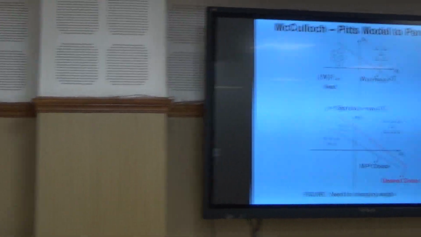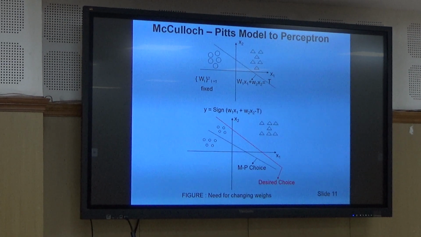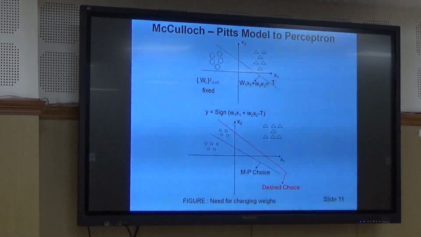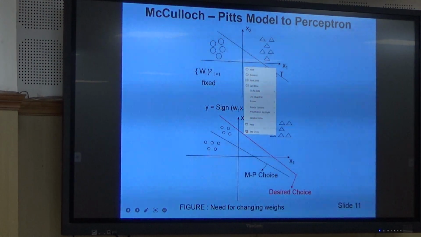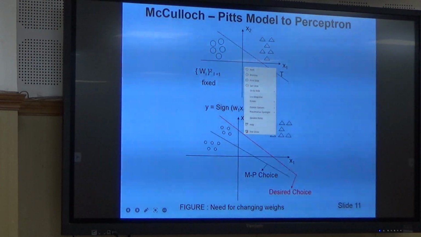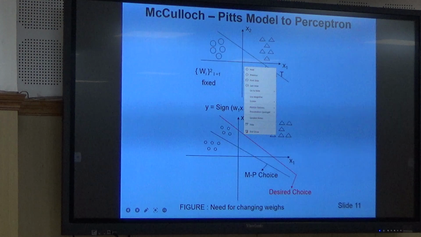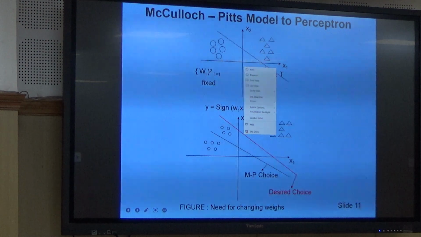Suppose you look at this diagram. I put the circles closer to the origin in all the 4 quadrants. Then symmetrically in all the 4 quadrants, I put the triangles after some radius. So the question is, are those patterns linearly separable? No matter what kind of line you choose, there will be a classification error.